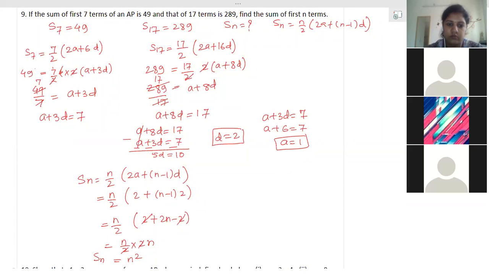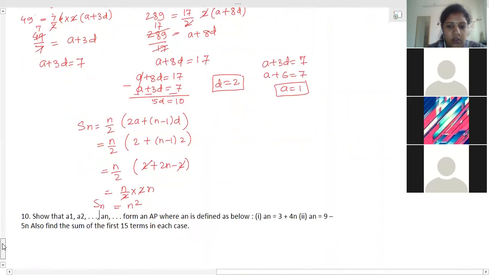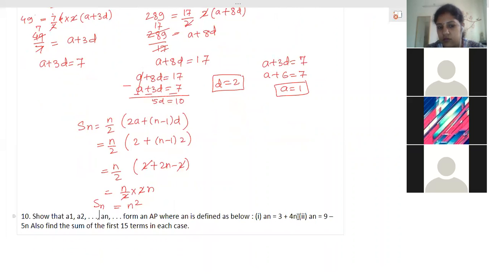Ma'am, can you explain the 10th one again? I can't understand. What, Ronak? Substitute the value of n. What will you get? Any values of n, that is 1, 2, 3, 4. So like the previous ones. Yeah, earlier questions you have done. There the nth term is given. No, this one is the nth term.